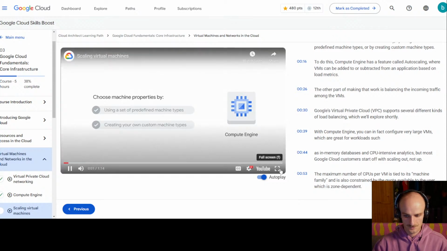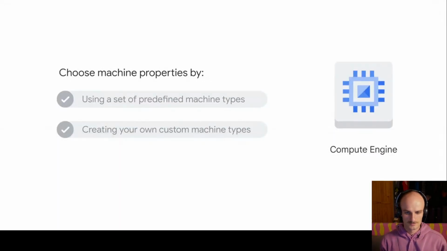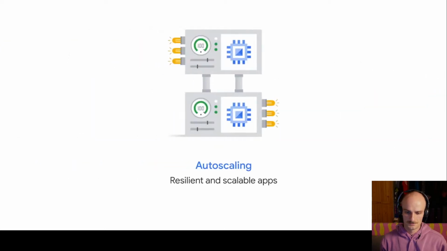As we've just seen, with Compute Engine, you can choose the most appropriate machine properties for your instances, like the number of virtual CPUs and the amount of memory, by using a set of predefined machine types or by creating custom machine types. To do this, Compute Engine has a feature called autoscaling, where VMs can be added to or subtracted from an application based on load metrics. The other part of making that work is balancing the incoming traffic among the VMs. Google's Virtual Private Cloud, VPC, supports several different kinds of load balancing, which we'll explore shortly.